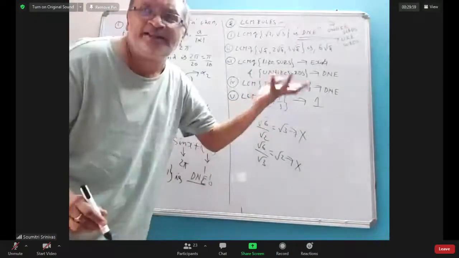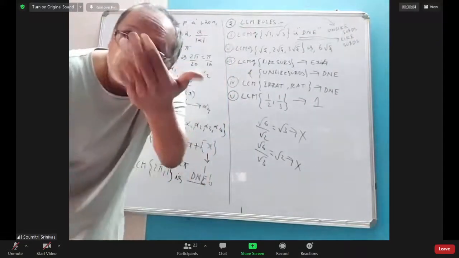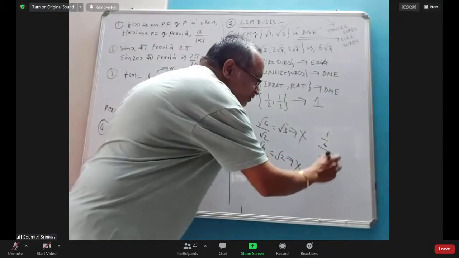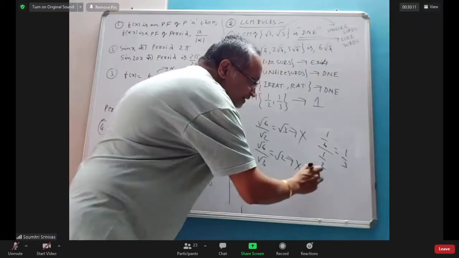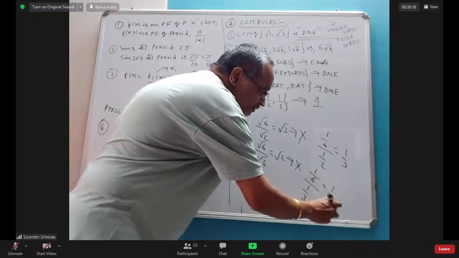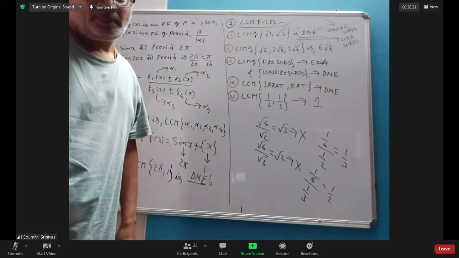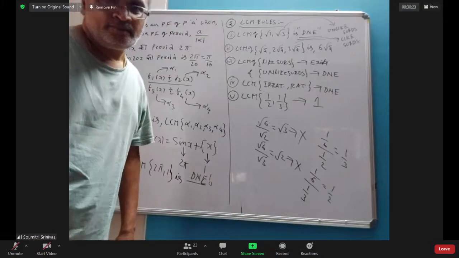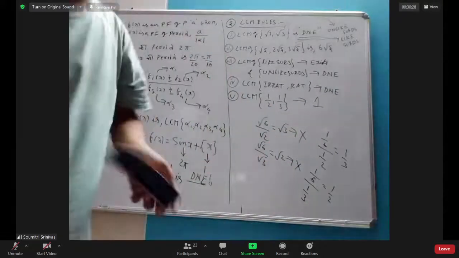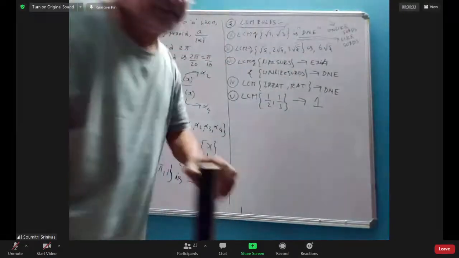1 by 2, 1 by 3 I asked. Your answer was 1 by 6. You take that 1 by 6, divide by 1 by 2, what does it give you? 3. Take that 1 by 6, divide by 1 by 3, it gives you 2. Am I correct? I'm letting the cat out.